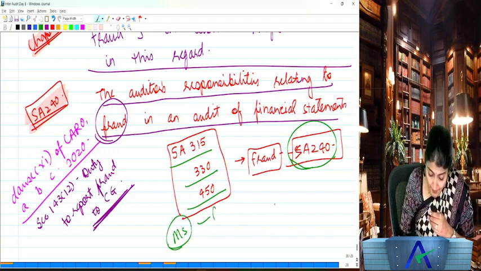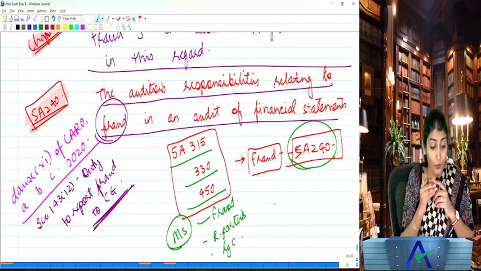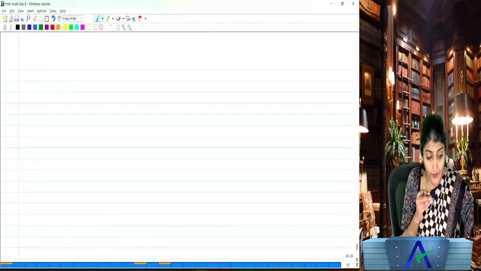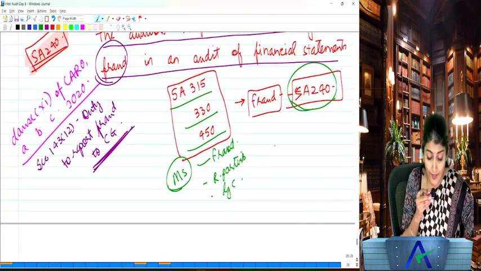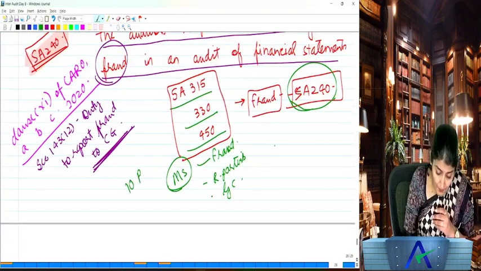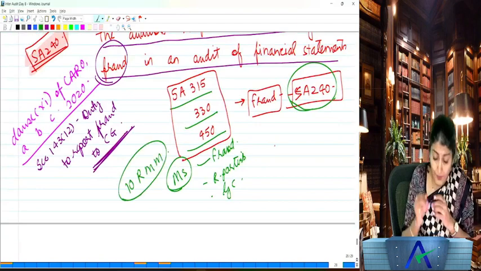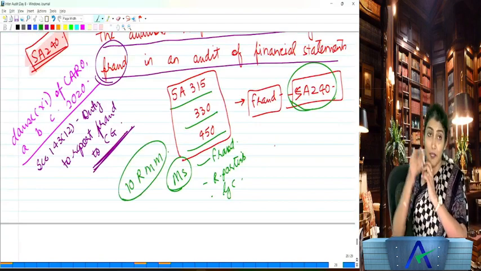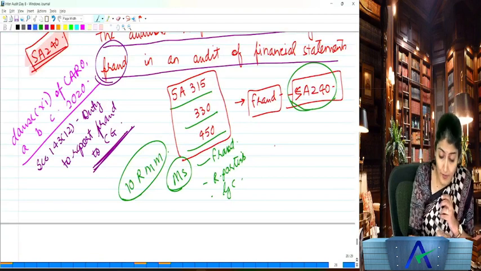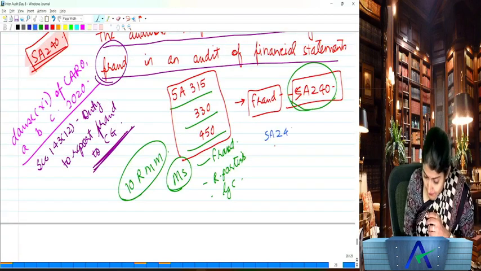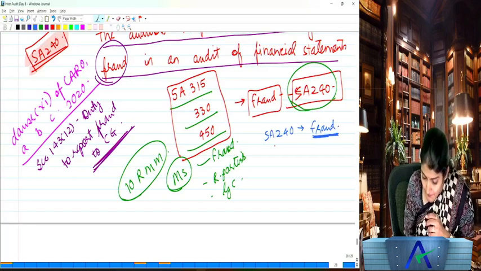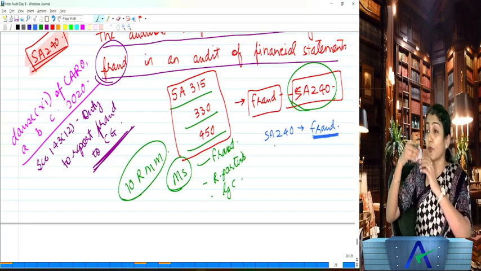The misstatement can be due to fraud. It could be due to related parties. It could be due to your going concern. It could be due to the subsequent events. Say in my audit, if I identify 10 RMM, then 315, 330, 450 is talking about all the 10 RMM. But if I come to SA 240, it is only and only talking about the RMM and the responses and the reporting relating to fraud.